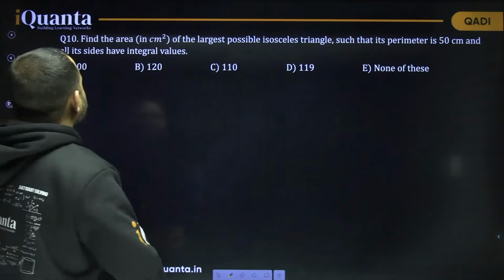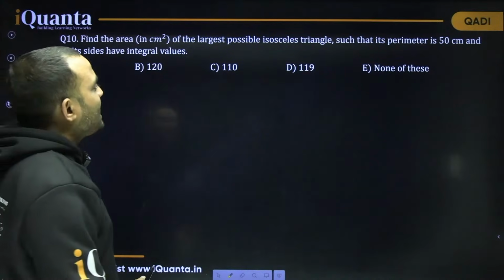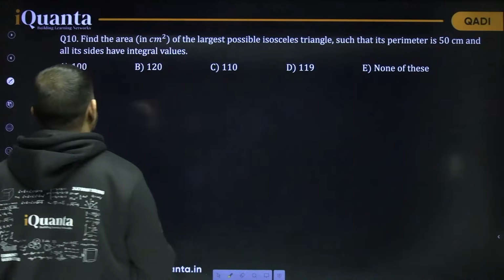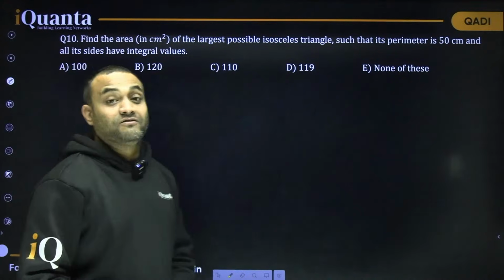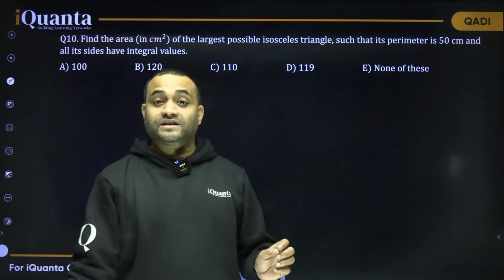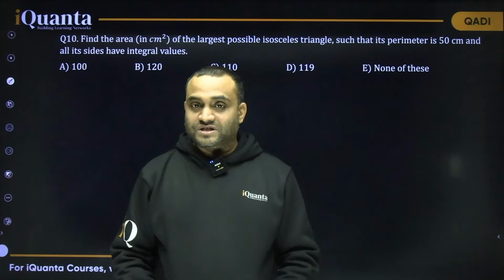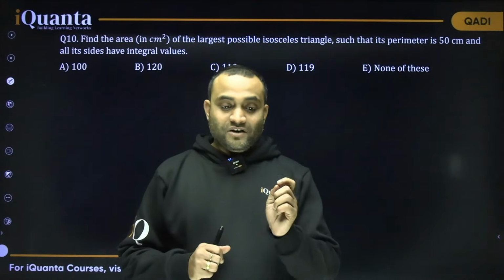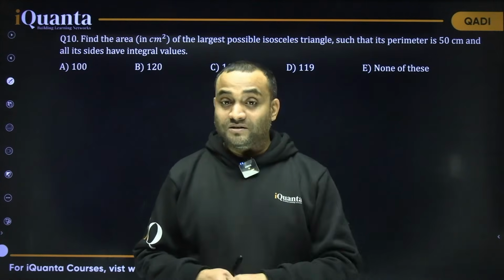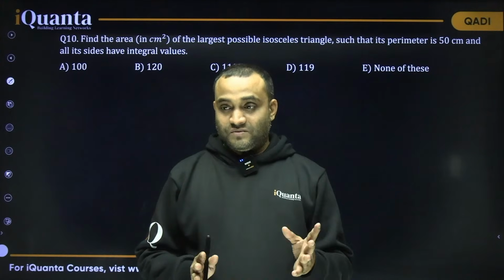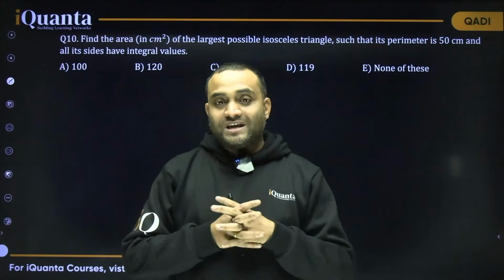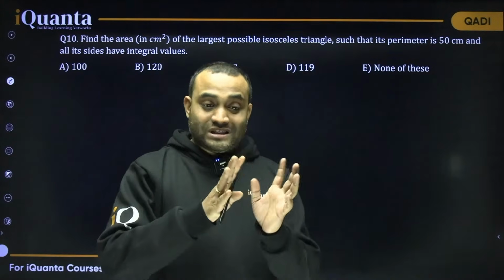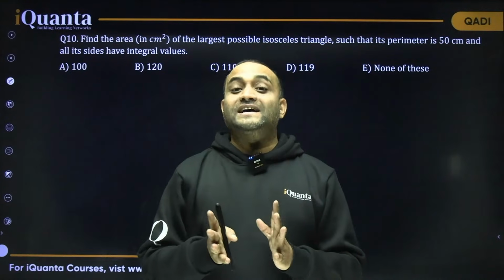Okay, so it says find the area of the largest possible isosceles triangle such that its perimeter is 50 centimeter and all of its sides have integral values. So in this type of situation, what we can do, first of all, if perimeter is fixed, then area will be maximum when it's an equilateral triangle, right? But as the perimeter is 50, we cannot make it an equilateral triangle. So we should try to put all the sides as close as possible, right?